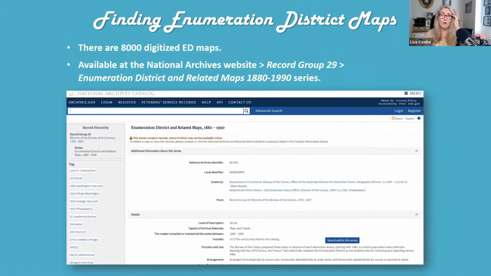So having these old maps from exactly the time period that you're researching can be really enlightening and helpful. There are over 8,000 digitized ED maps over at the National Archives in Record Group 29. And the thing to remember is that while in most cases you'll be able to find them, there will be rare occasions where the area was so rural and so sparsely populated that they didn't actually have an ED map. They didn't need one. They basically just assigned the enumerator to that area and that was it.